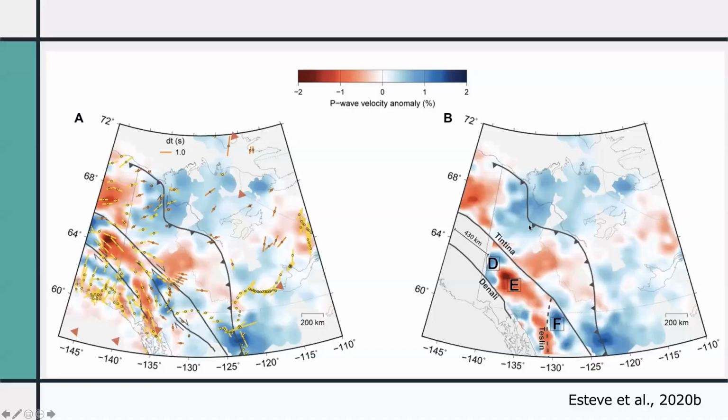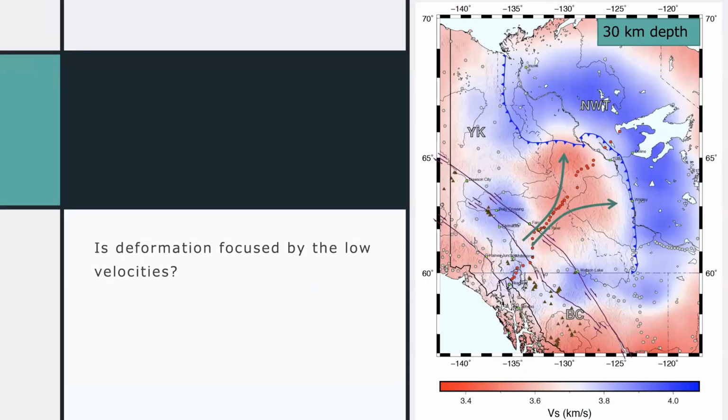So D corresponds to this high velocity variation and F corresponds to this high velocity variation. So we seem to be seeing lithospheric scale deformation going on here. It's possible that deformation is focused by the low velocities.